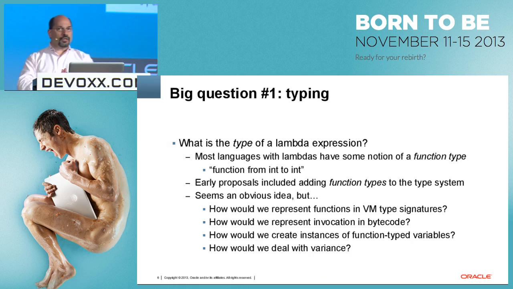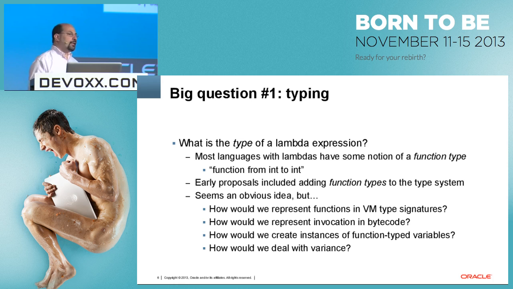Okay, so the biggest question, if you add a new kind of expression to the language, the first question in a statically typed language like Java is, what's its type? What is the type of a Lambda expression? If you look at other statically typed languages that have Lambda expressions, say Haskell, the type of a Lambda is a function type. A lot of languages that have Lambda expressions have a notion of function type in their type system. Function from int to int, function from Boolean to void, etc. So we could have done that.